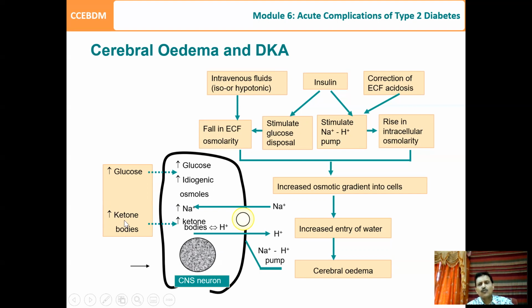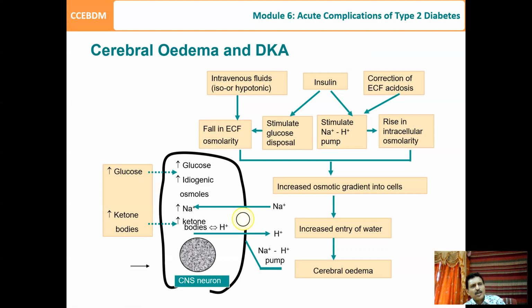This is another reason why we do not want to reduce the glucose value very quickly. Once the glucose value goes down, there's a fall in extracellular fluid osmolarity. As there is a fall in the osmolarity because of the low glucose value, what will happen? The idiogenic osmoles are there inside the cell, so they will draw fluid from outside to inside, and there will be swelling of the brain cell, and that leads to cerebral edema.